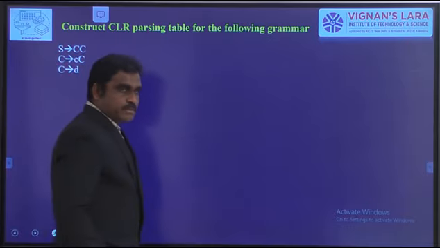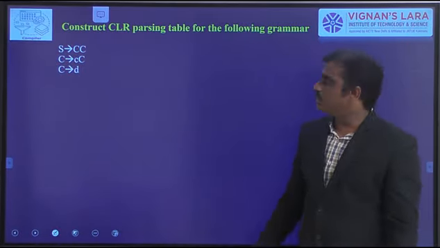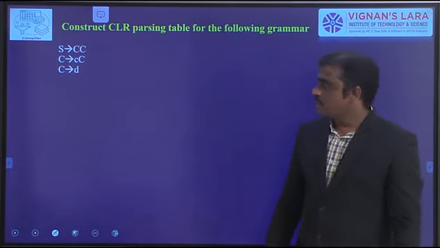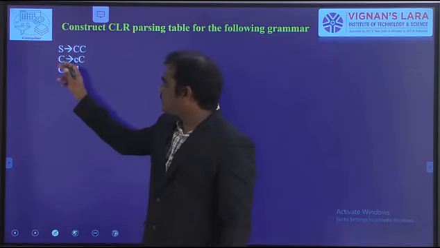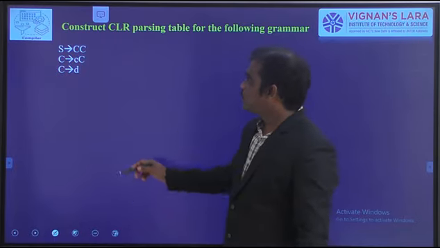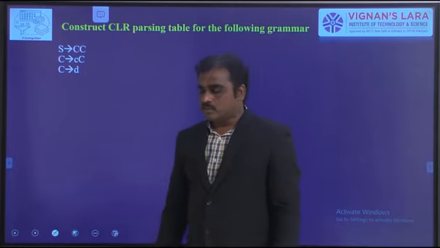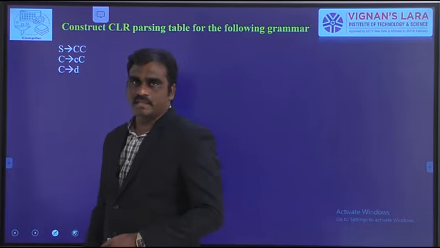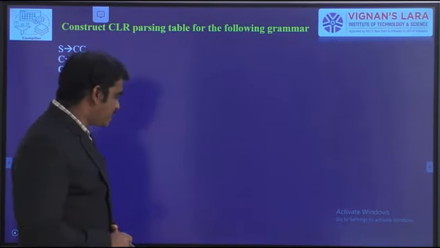Now we will see one example. Construct the CLR parsing table for the following grammar: S to CC, C to cC, C to d. Here the given grammar contains only two non-terminal symbols S and C and two terminal symbols small c and small d. Now what is step 1? Whether it is SLR, CLR, whatever it is, step 1 is the same. Step 1 is the augmented grammar. So first write the augmented grammar.